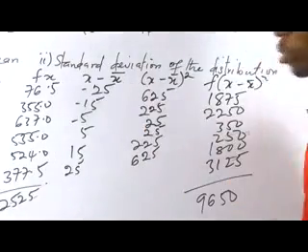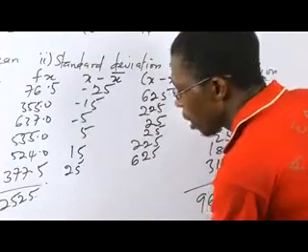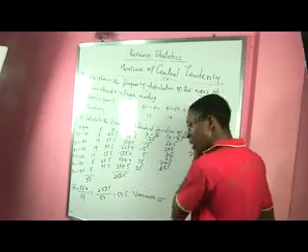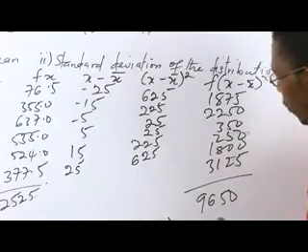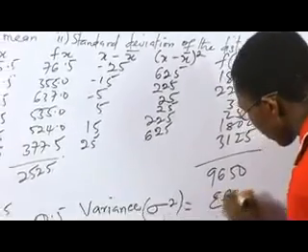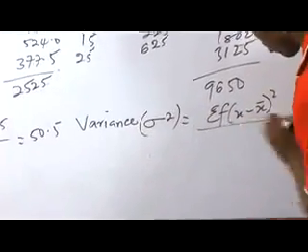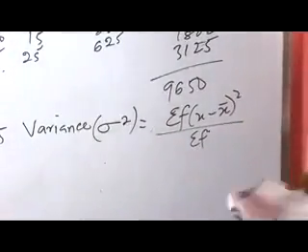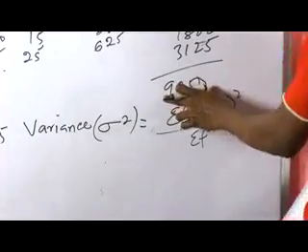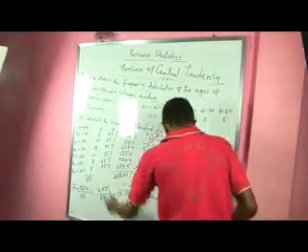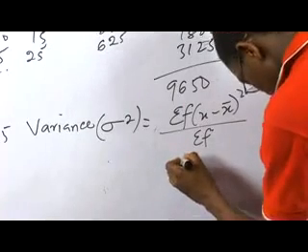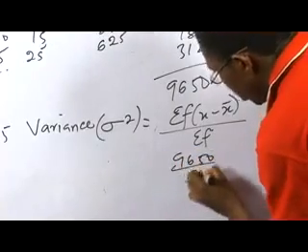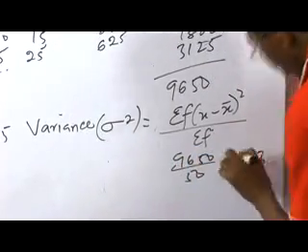So now to find the standard deviation. Like I said earlier, before you can do that, you have to find the variance. So finding the variance, we have sigma f times x minus x bar squared, all over sigma f. This is the formula for variance. So if you are looking for the variance, that means we are dividing this by the total, which is this, and that will give us 9650 all over 50, which is 193.